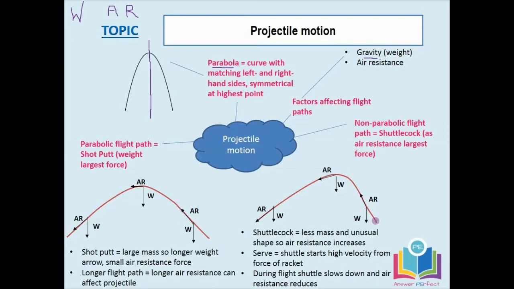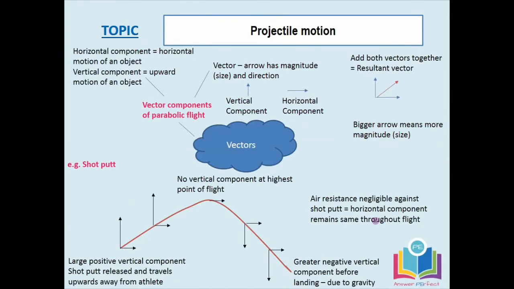Let's look then at vector components of a parabolic flight. We know that a shot put follows a parabolic flight path, and it's released at an angle in comparison to its horizontal. A vector is drawn as an arrow. It has a magnitude, which is its size, and it has a direction. Now this can either be horizontal or vertical. If we've got a bigger arrow, it means there's more magnitude, and a smaller arrow means there's less magnitude.